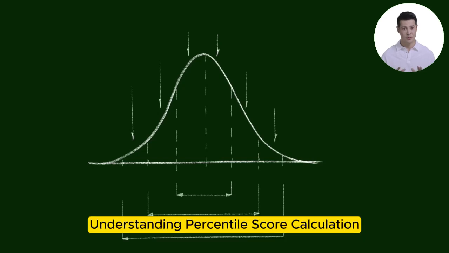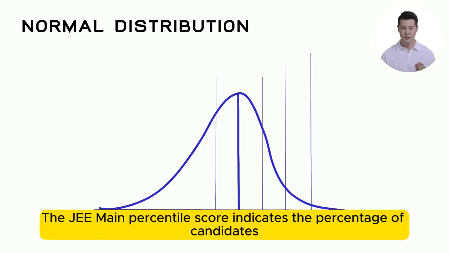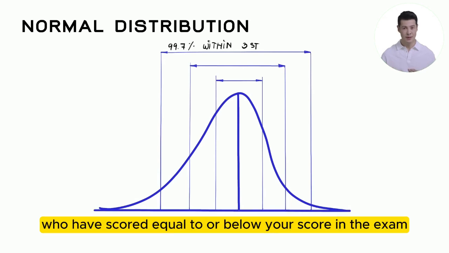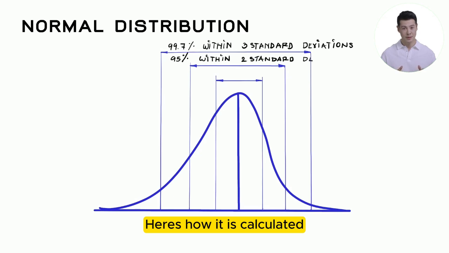Understanding percentile score calculation. The JEE Mains percentile score indicates the percentage of candidates who have scored equal to or below your score in the exam. Here's how it is calculated.